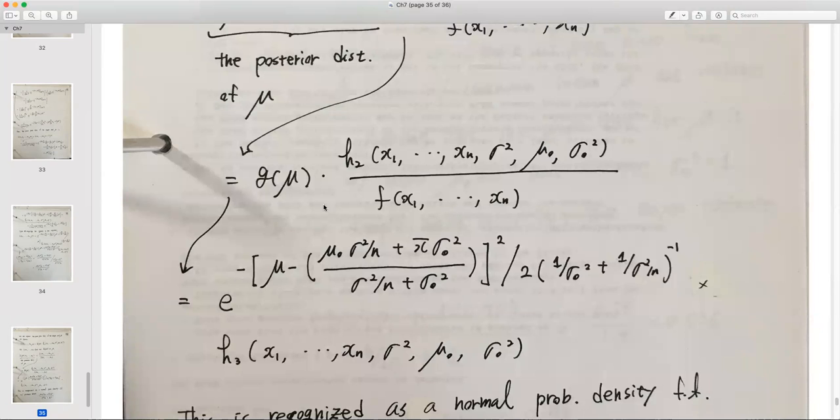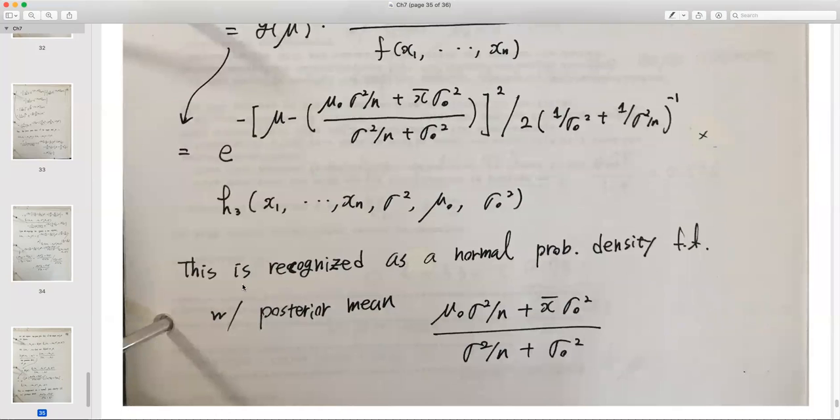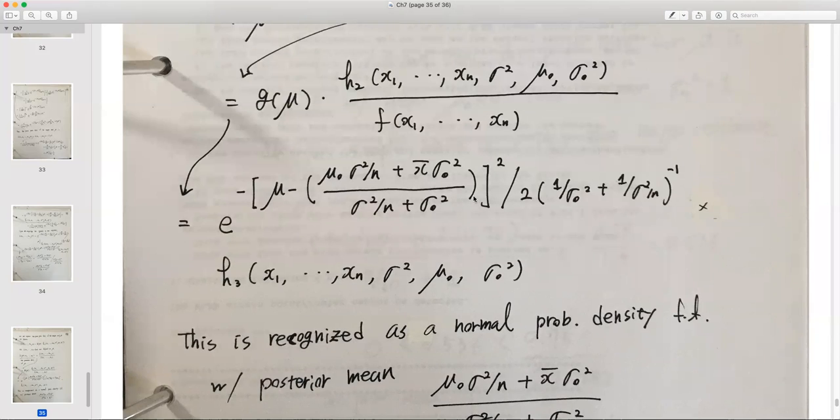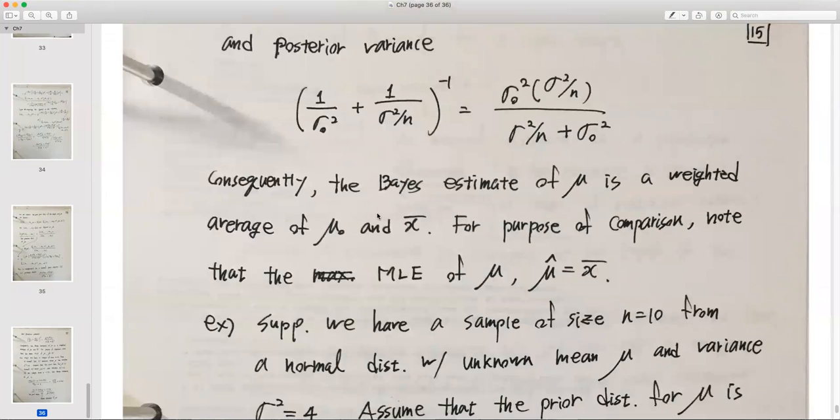So from the function of mu times h2, we can get this one, e to the minus something, which comes from the part of the function of mu. And the other part we express as h3, including the bottom one and h2. So what is h3? I'm not going to figure out this one, it's too complicated. Now this is recognized as a normal probability density function with a posterior mean. Look at this: this is the mean and this is the variance. Consequently, the Bayes estimate of mu is a weighted average of mu zero and x bar.